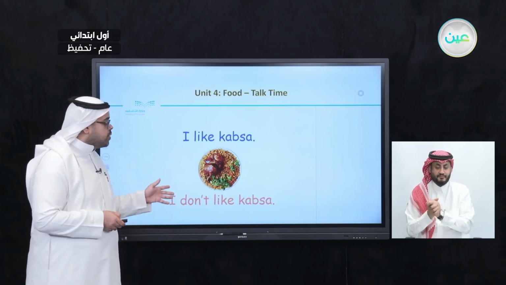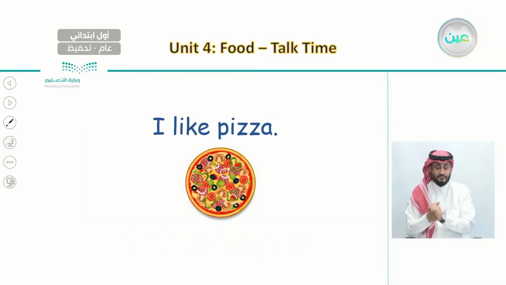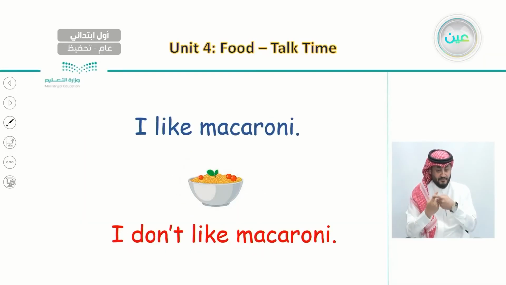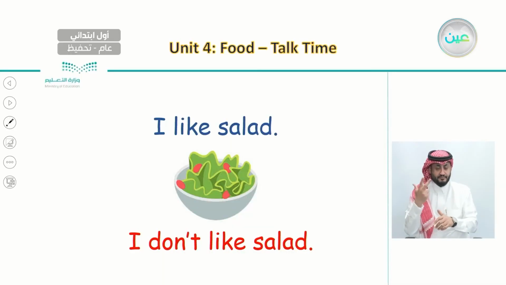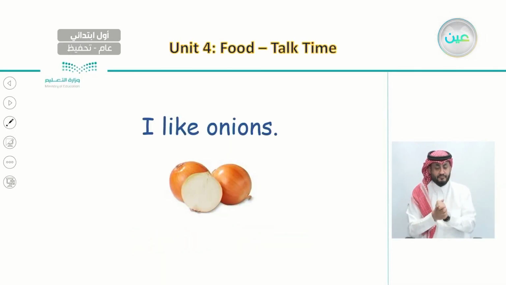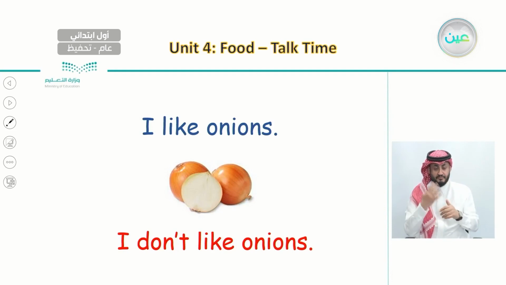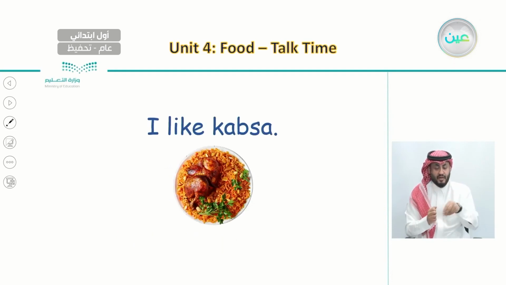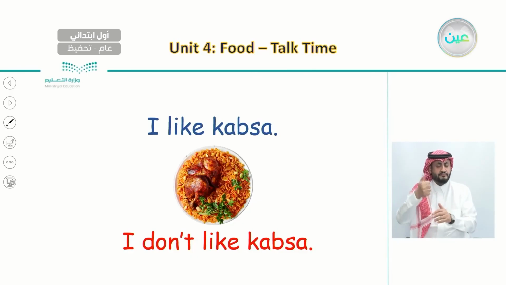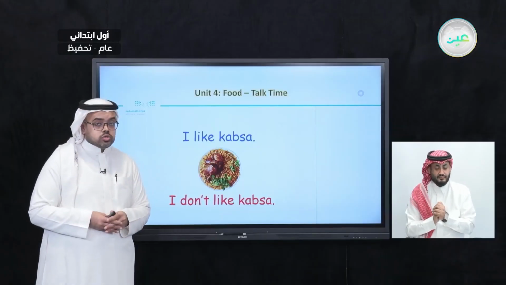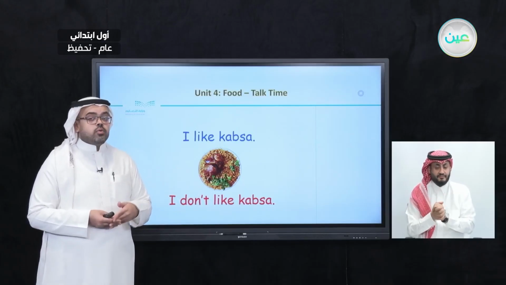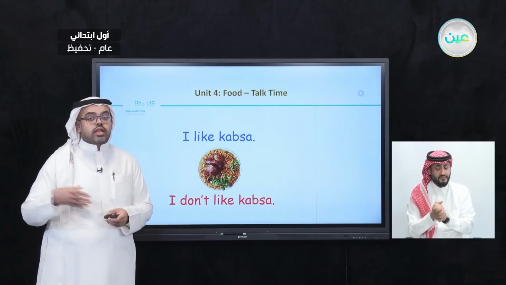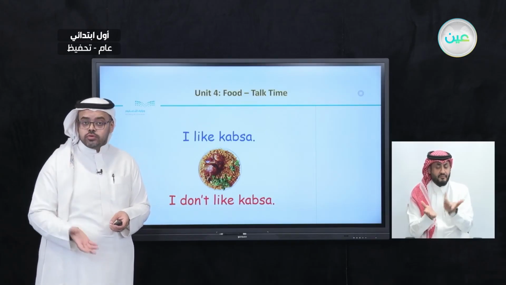So here we talked about five different food. The first one is macaroni, the second one is a pizza, the third one is a salad, the fourth one is onions, and the fifth one is kebsa. And I would like you to try this with a partner, maybe with a family member or your classmate or even a friend of yours.